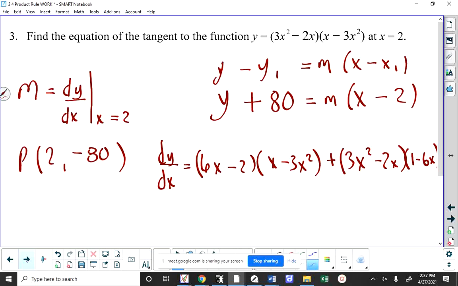So what am I doing here? I'm taking the derivative of the first times the second plus the first times the derivative of the second. I'm just going to stand at the back of the room and take a look at that and see if I've got it right. So the derivative of the first, 3x squared minus 2x, is 6x minus 2, times the second, which is x minus 3x squared, plus the first, which is 3x squared minus 2x, times the derivative of the second. The second is x minus 3x squared. The derivative of x is 1, minus the derivative of 3x squared, which is 6x. Good.